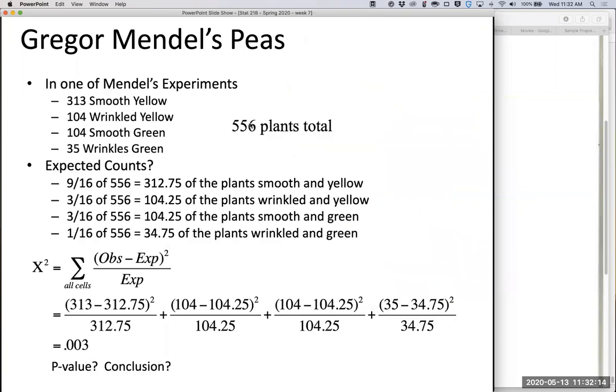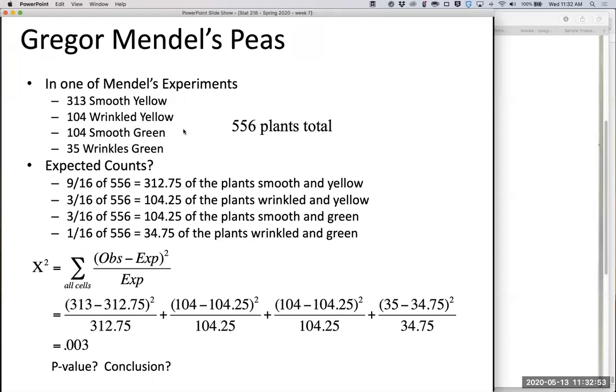556 plants in total. I had 313 smooth yellow, 101 wrinkly yellow, 108 smooth green, 32 wrinkly green for my 556 plants in total. How many would I expect of each of the different 4 morphologies? Of the 556 plants, if 9/16 were smooth and yellow, 9/16 of 556 is 312.75. I would expect that number of smooth and yellow. I actually got 313, pretty close to 312.75.